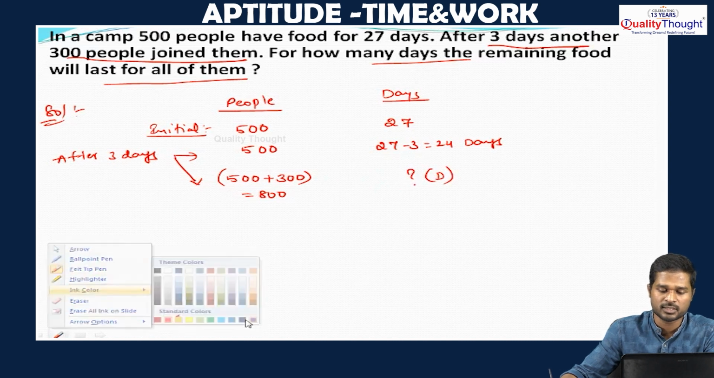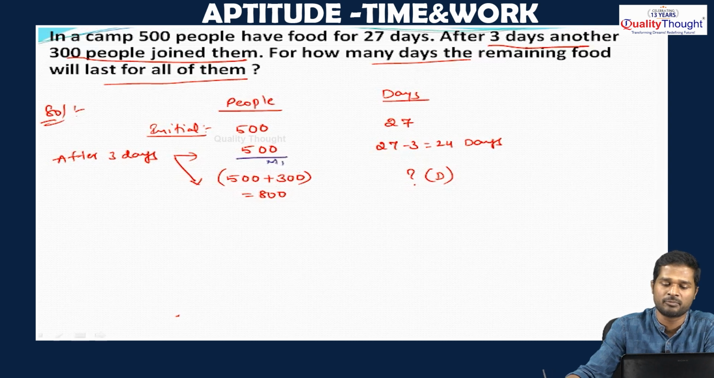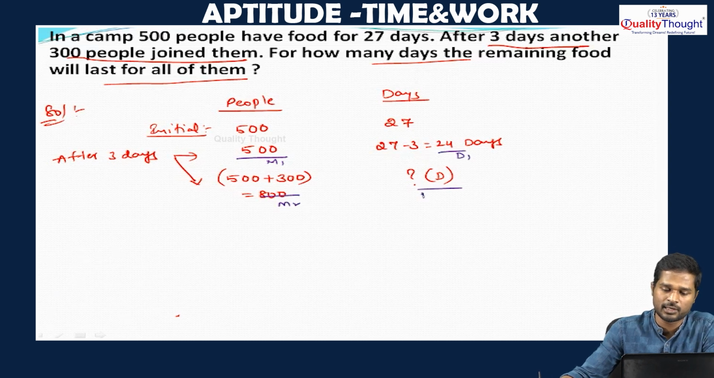So now see this carefully. For 500 people the food will come for 24 days after 3 days. But after 3 days 300 more people joined. That means now the total people are 800. For these 800 people how many days will the food come? Let us consider this as M1, this as D1, this as M2 and substitute this D value as D2 in the equation.